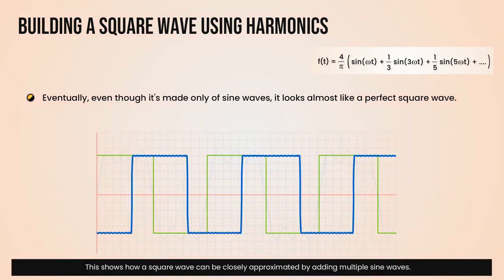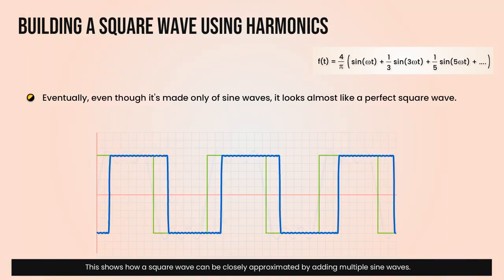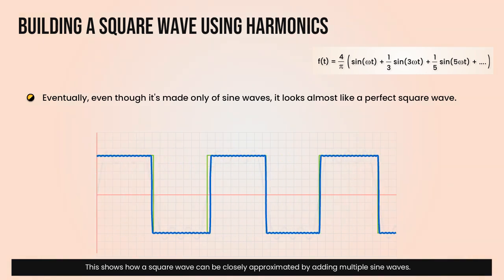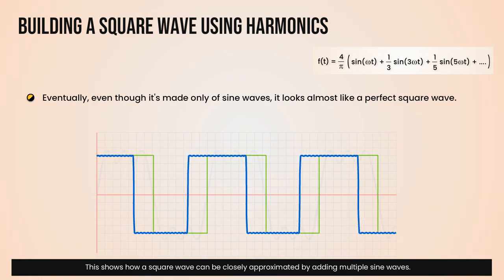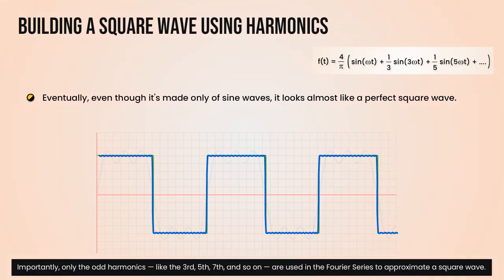This shows how a square wave can be closely approximated by adding multiple sine waves. Importantly, only the odd harmonics, like the 3rd, 5th, 7th, and so on, are used in the Fourier series to approximate a square wave.